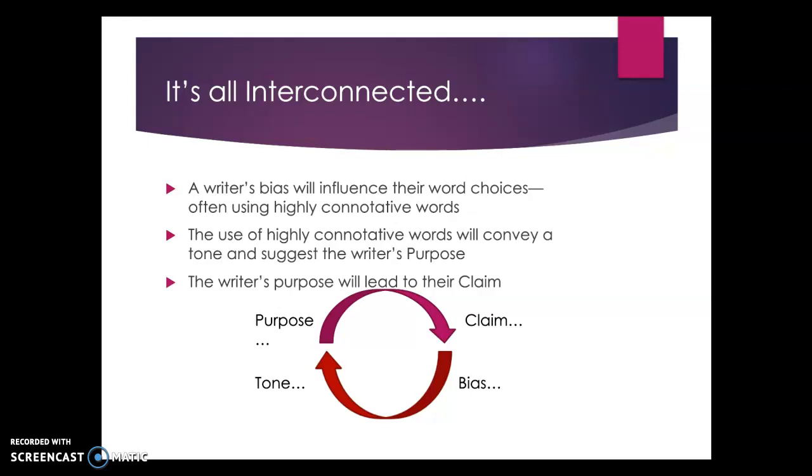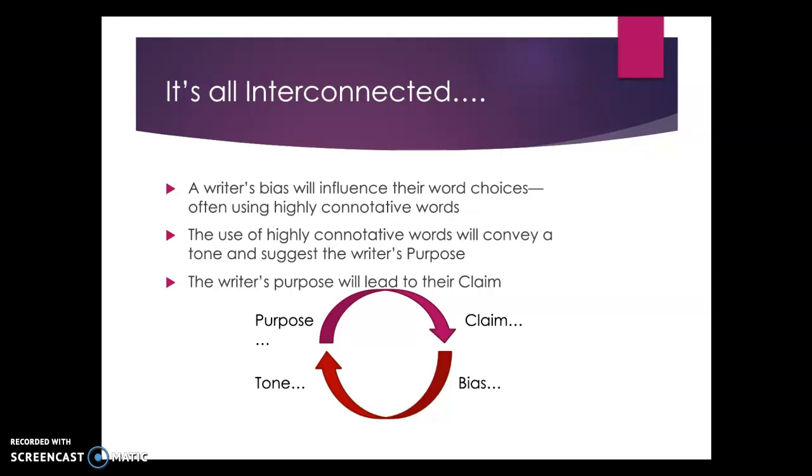Just like on the other side, if I was pro-life, I would be using words like murder and butchered and really strong words, to get across the point that I'm angry about abortion, so that would also be a persuasive essay, right? Because I'd be trying to convince you to agree with me on the pro-life side. So writer's purpose then will lead to their claim. So it all goes around in a big circle. It's all connected. You can't have a highly objective text that's trying to convince someone of something.